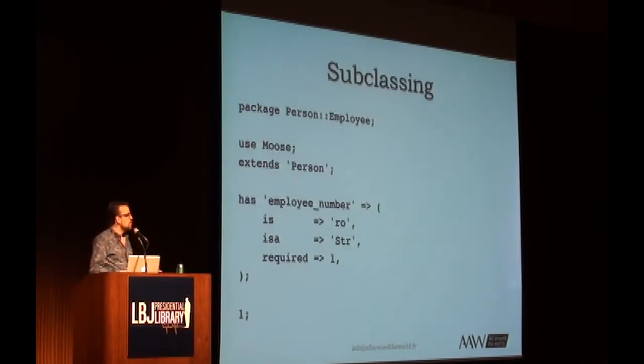So, part 2. We'll start with subclassing. We have a very simple class here, Person::Employee. Now, you remember the Person class had first name and last name attributes and a full name method. For Person::Employee, all we do is extend Person, and we have an employee number attribute. There's nothing fancy there.